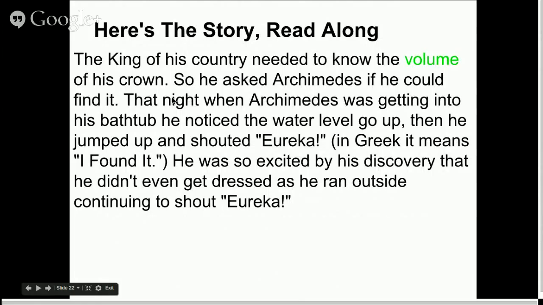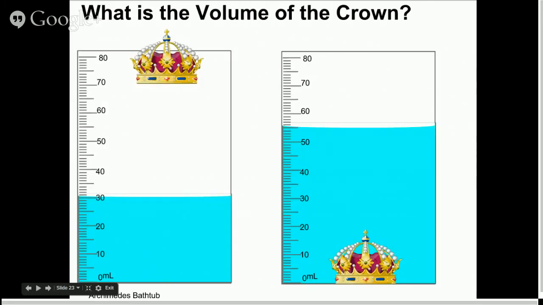He didn't know how to do it, and then he got into his bathtub and he noticed the water level go up. Then he ran through the streets without putting his clothes on, screaming, "Eureka." You might think he's crazy, but he's actually a scientist. So what he did is he took his crown and put some water in his bathtub. Then when he put the crown in his bathtub, the water level rose up to this level.